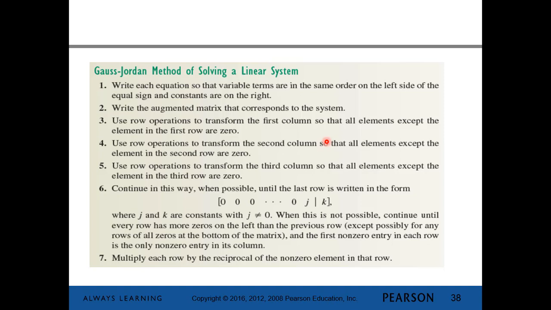Okay, now here's the method for using Gauss-Jordan. So here's the Gauss-Jordan method. So 1, we're going to write each equation so that the variable terms are in the same order on the left side of the equal sign and the constants are on the right. Okay. Once it's in the proper form, then 2, we're going to drop the variables and write the augmented matrix that corresponds to the system. And then 3 is we're going to use our elementary row operations to transform the first column so that all of the elements except the element in the first row are 0.